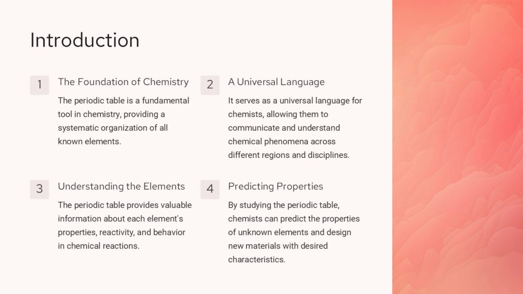It serves as a universal language for chemists, allowing them to communicate and understand chemical phenomena across different regions and disciplines. The periodic table provides valuable information about each element's properties, reactivity, and behavior in chemical reactions. By studying the periodic table, chemists can predict the properties of unknown elements and design new materials with desired characteristics.